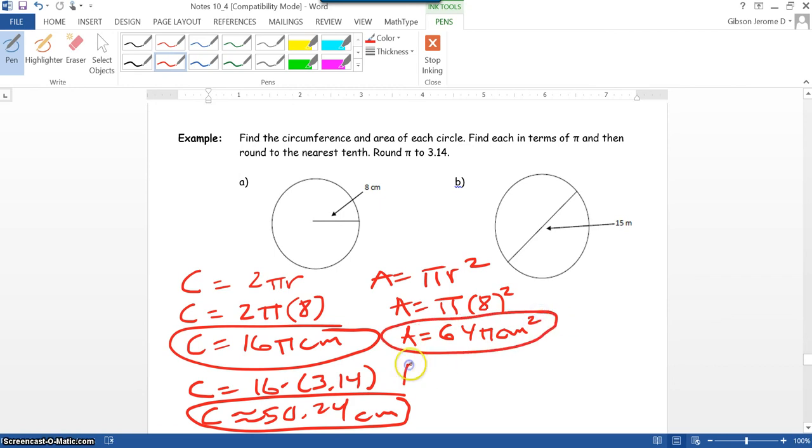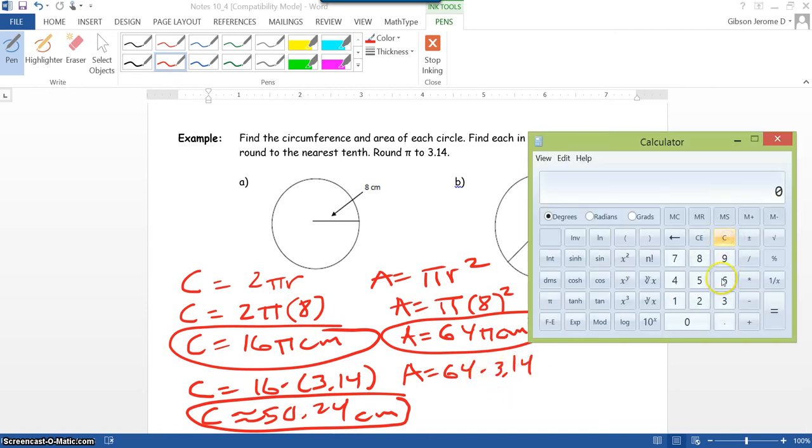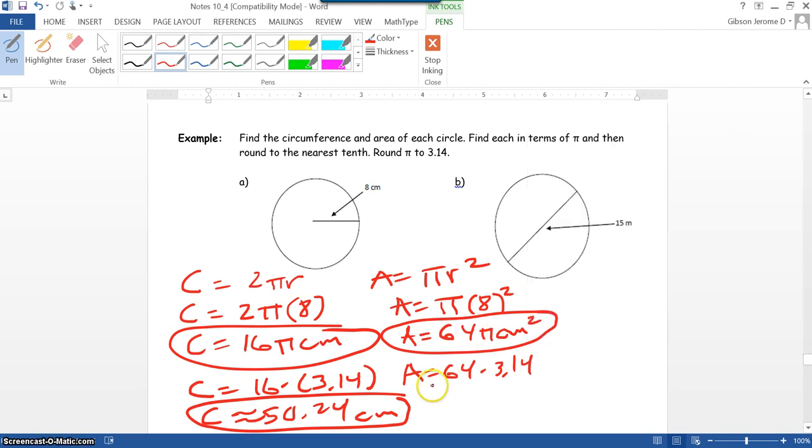Now we have to do the approximation. So it'll be area is equal to 64 times 3.14. Now we get our calculator, and we would take 64 times 3.14, which would give us 200.96. So the area is approximately 200.96 square centimeters. And that is both of your answers.